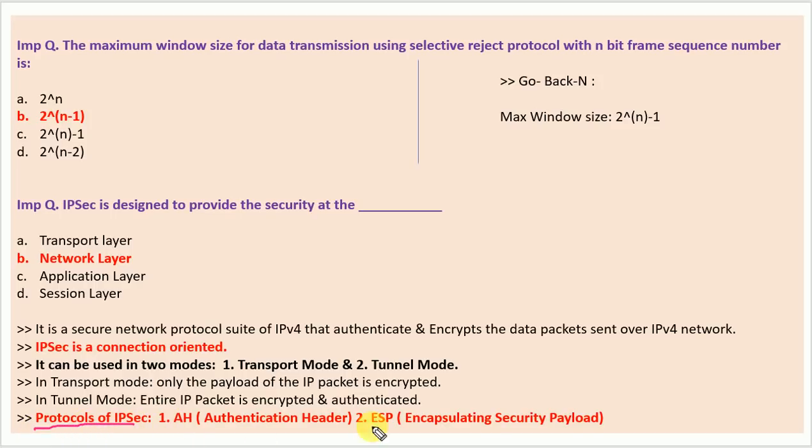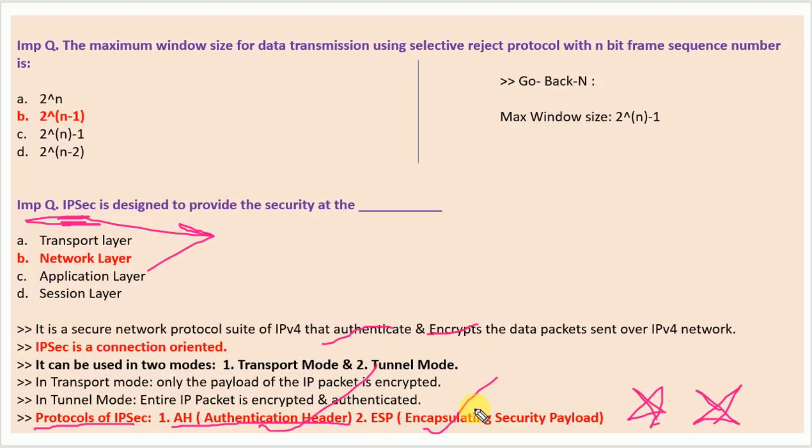And what are the protocols of IPsec? Two protocols, this is also a very important point. They have asked many times, like: authentication header is associated with what? They will give four options: IPsec, PGP, SSL, TLS. They will give four options, but the correct answer would be IPsec. So IPsec has two protocols. With the help of these two protocols, it performs authentication and encryption. And these two protocols are authentication header and encapsulating security payload, ESP. And the abbreviation is also very important.